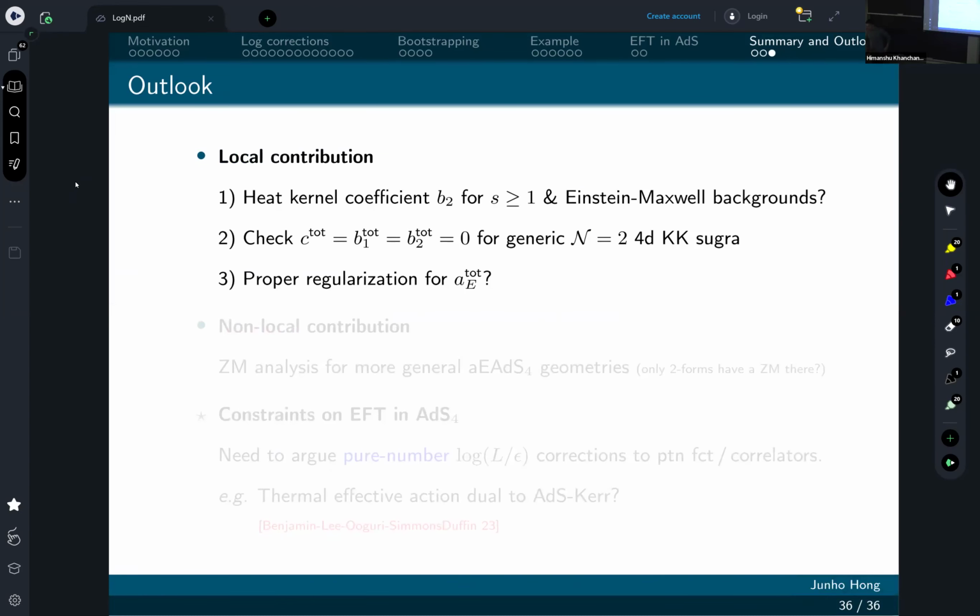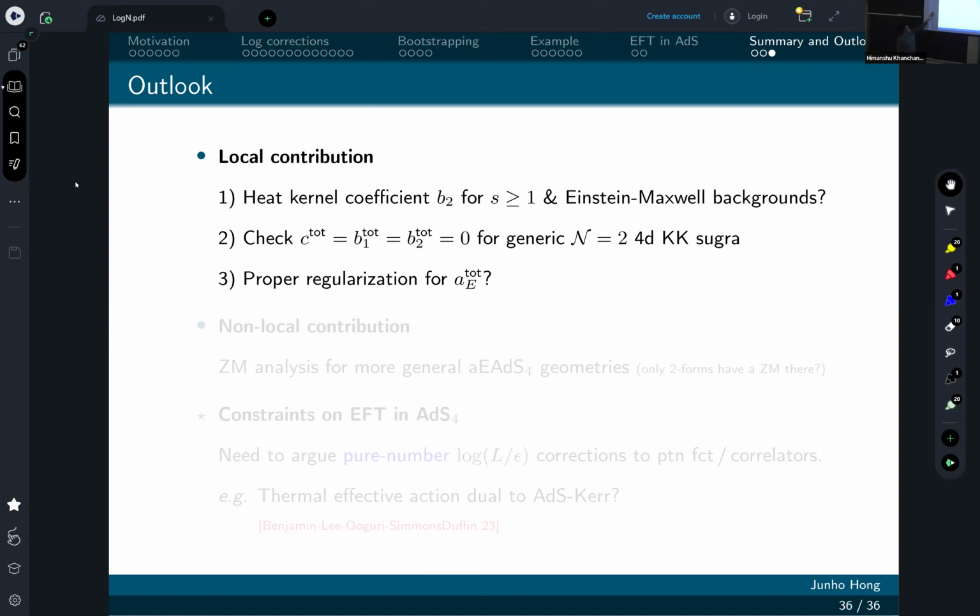For future directions, about local contribution, you remember that on the gravitational calculation side, I did not provide B2. The reason is we couldn't compute the B2 coefficient for spin greater than or equal to 1 on generic Einstein-Maxwell backgrounds. It's quite complicated, so that's one technical question. And then confirming this bootstrap constraint from the field theory side for generic N=2 supergravity theory by honest gravitational calculation is also a remaining task.